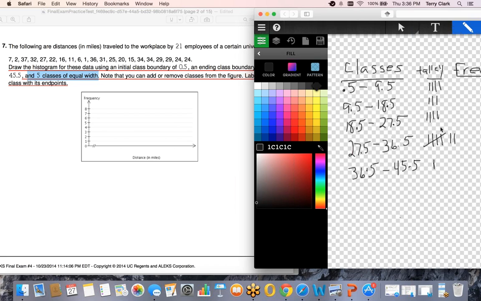And we got 2 24s. The 2 24s are going to fall in that 18.5 to 27.5. So we're going to make 1 for 5, and then we're going to be done.